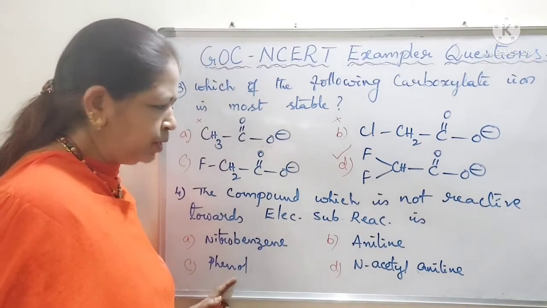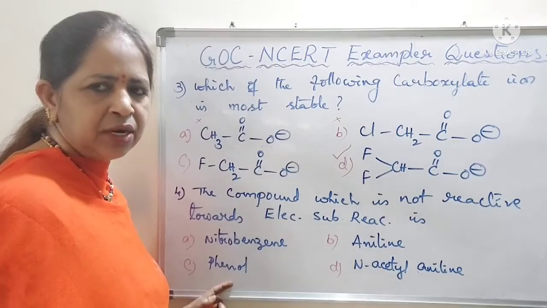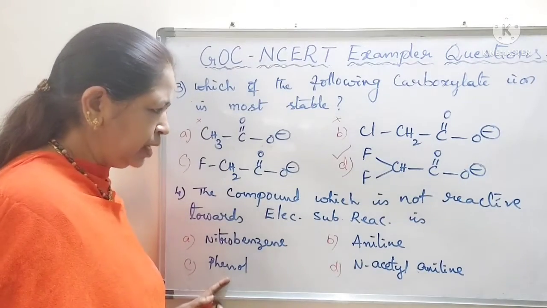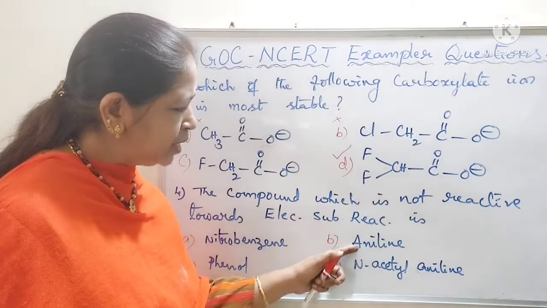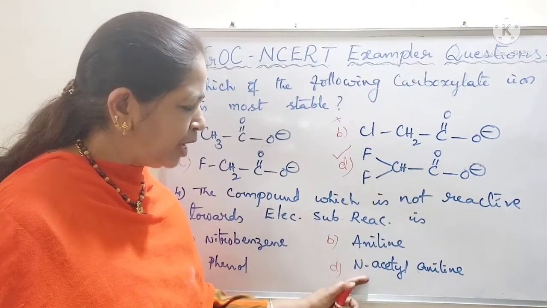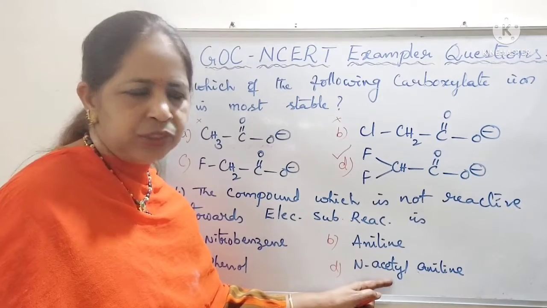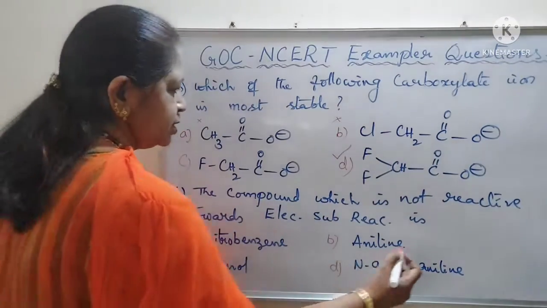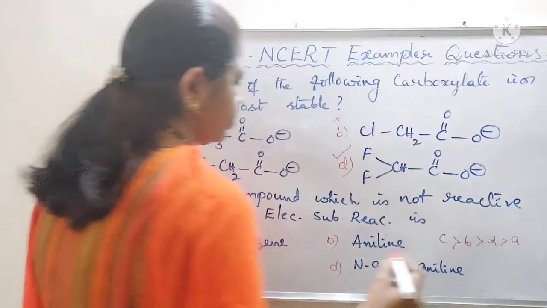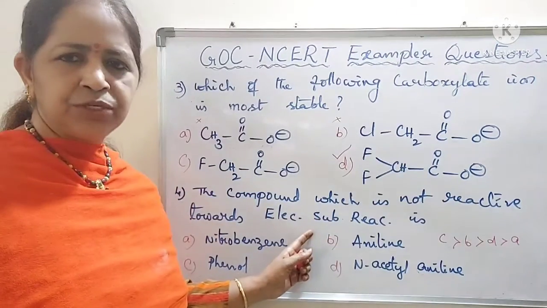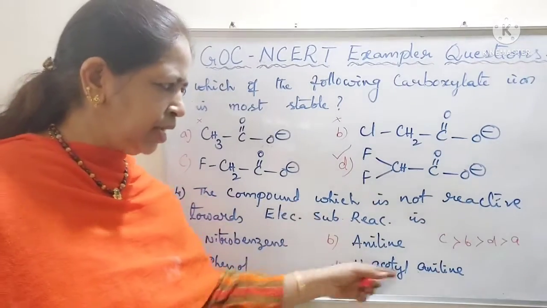is a stronger activating group than aniline because the electronegativity of oxygen is greater and there are 2 lone pairs present on the oxygen of phenol, and in aniline only 1 lone pair is present. And in N-acetyl aniline, the electron donating capacity of the lone pair decreases due to the presence of the acetyl group. So, the correct order is C greater than B, greater than D, greater than A. The reactivity towards the electrophilic substitution reactions is in this order among these. This is not asked in the question, but this is the answer.